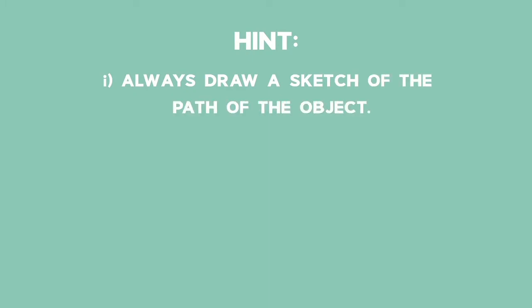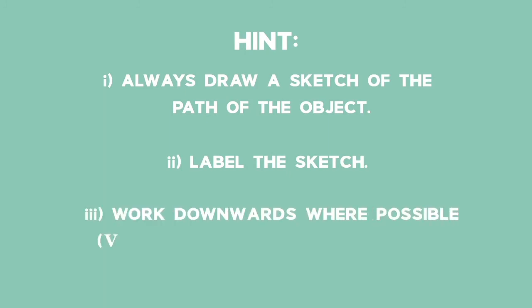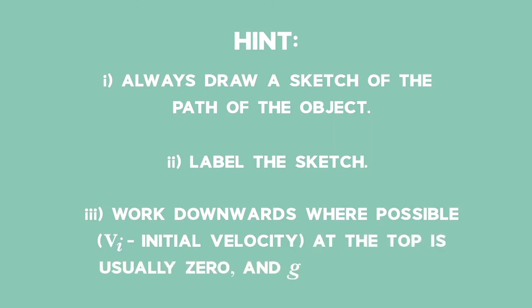Hint. Number 1. Always draw a sketch of the path of the object. Number 2. Label the sketch. Number 3. Work downwards where possible. VI, initial velocity at the top, is usually 0 and g downwards.